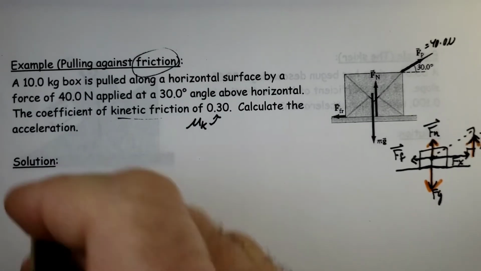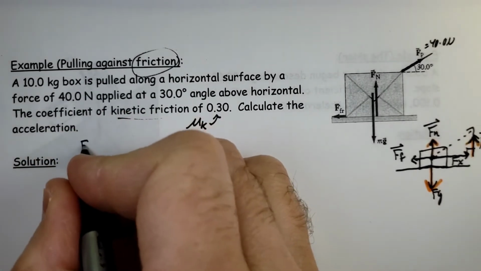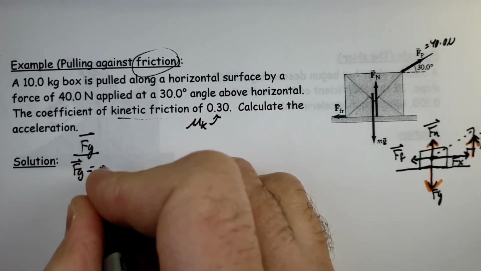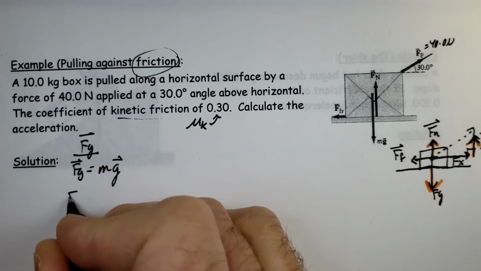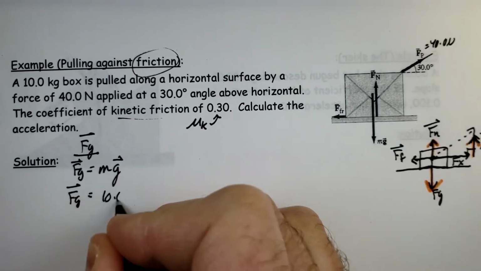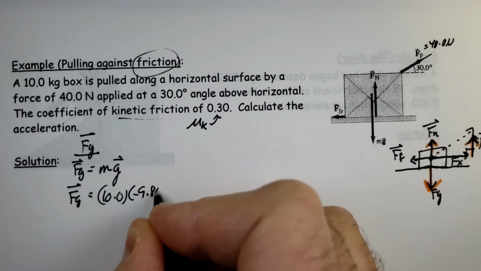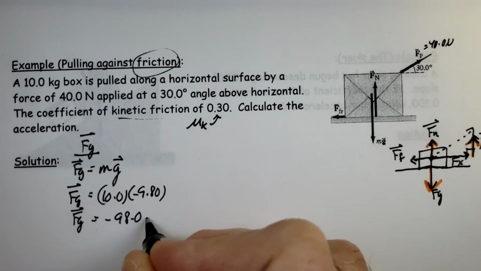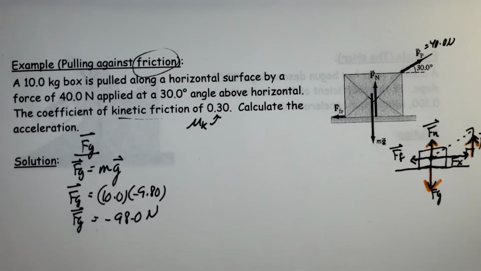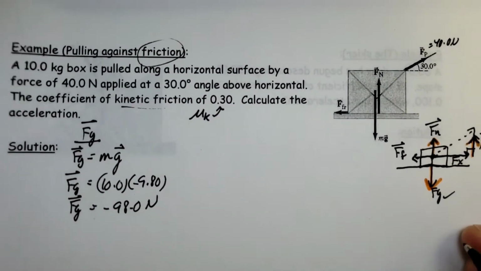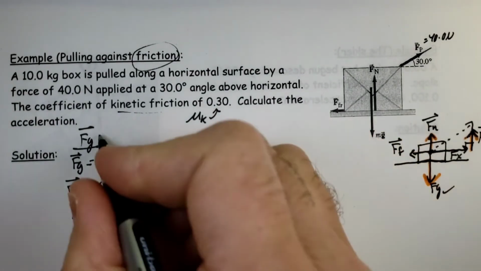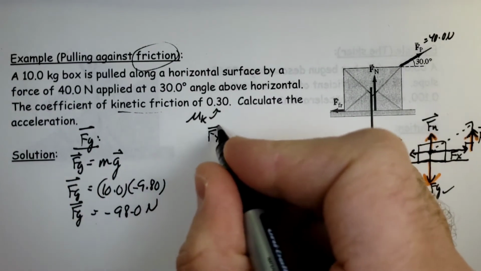Okay, so things I do know, I can figure out Fg. So Fg is equal to mass times the gravitational acceleration. And it's that old mysterious box that we've dealt with before. So Fg is equal to negative 98 newtons. Okay, so I know what Fg is now. So let's make a little check mark there. I know what that is. Fx and Fy I'm going to have to figure out. So let's figure out Fx next.